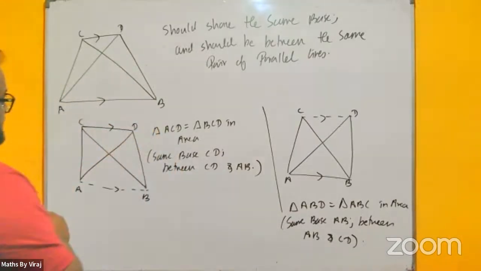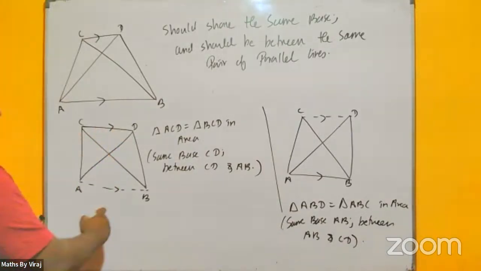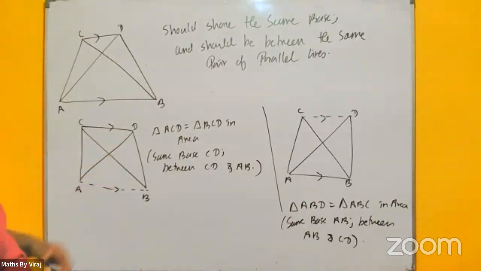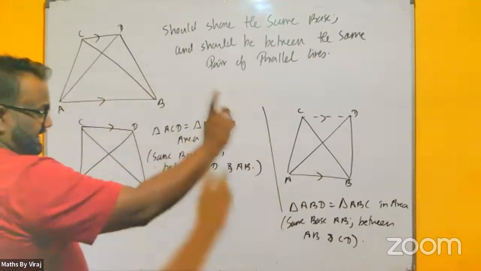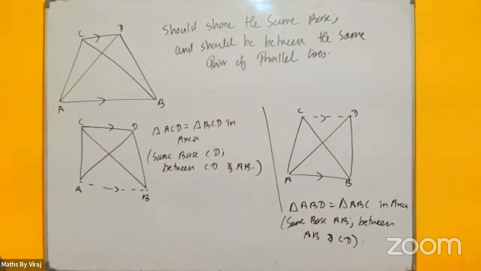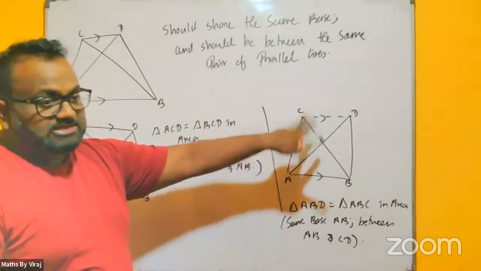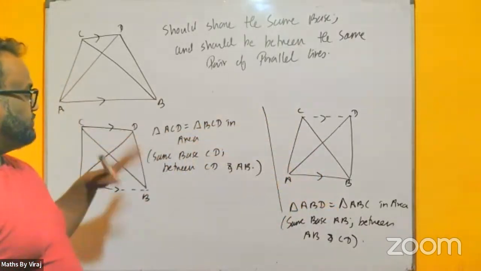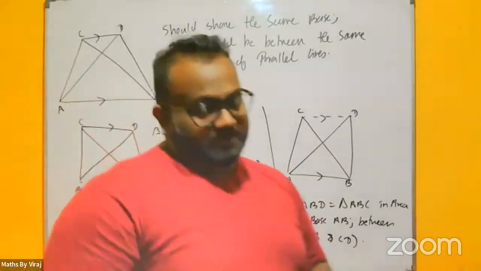So triangle ACD is equal to triangle BCD in area. Why? Same base and they lie between the parallel lines CD and AB. Similarly, triangle ABD is equal to triangle ABC. These two triangles have the same area, and these two triangles have the same area. Okay, understood? Yes.